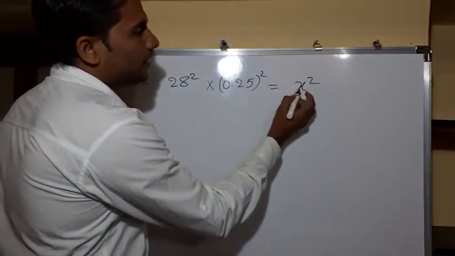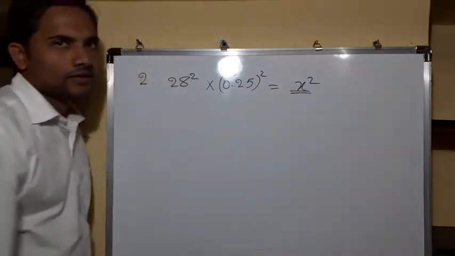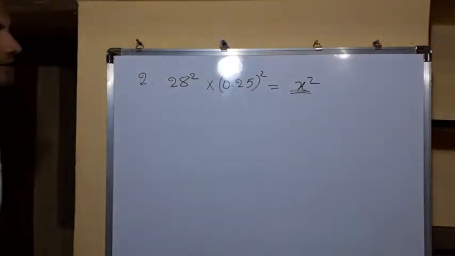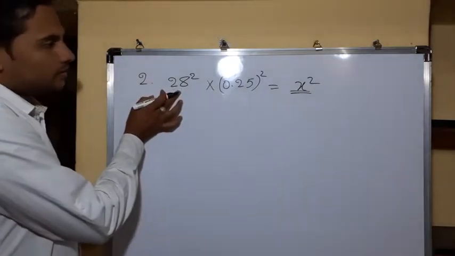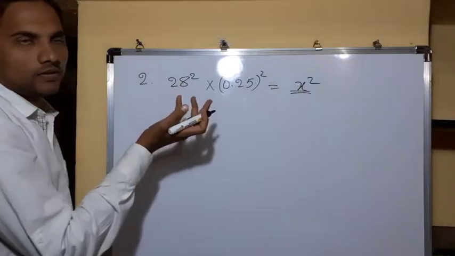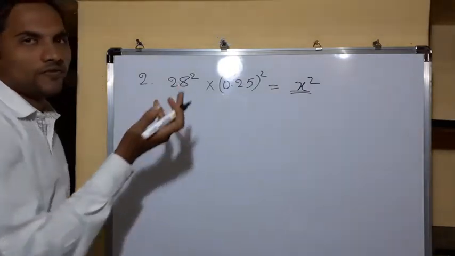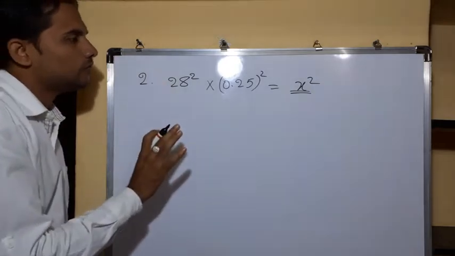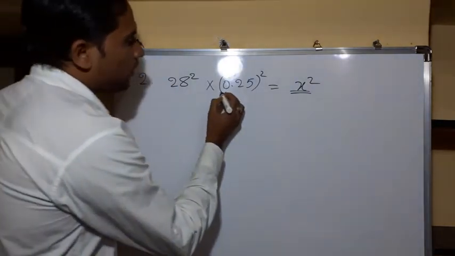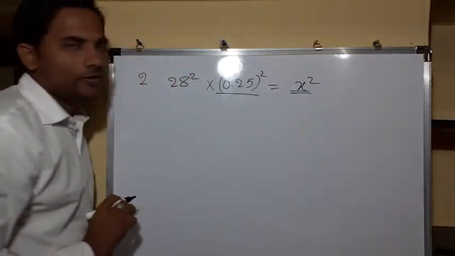He is asking for the x term. We have to find the x term, friends. So how to find it? This is 28 square, right? So 28 square means, suppose if I don't know the square of this 28, then it will be very difficult. So what to do? See here, friends, observe the second term, 0.25.